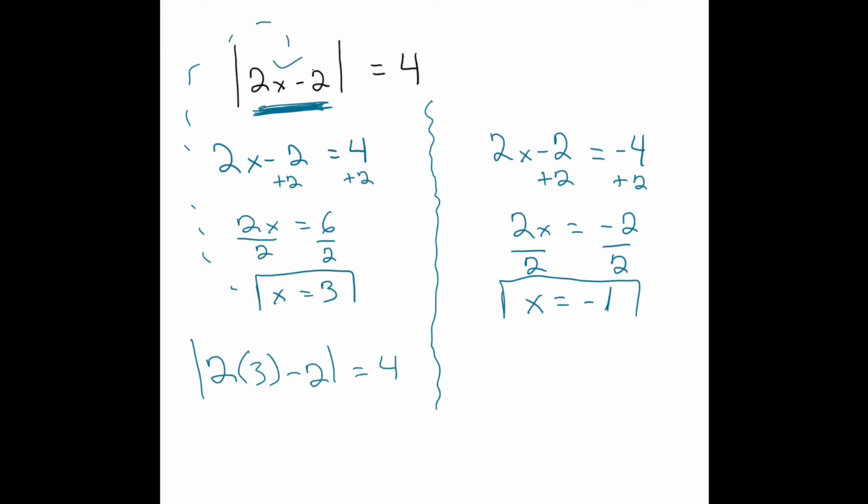Okay, so 2 times 3 gives us 6. 6 minus 2 gives us 4. So this would be the absolute value of 4, which is equal to 4. 4 is equal to 4, and that is correct. Now we're going to do the same thing on the other side.